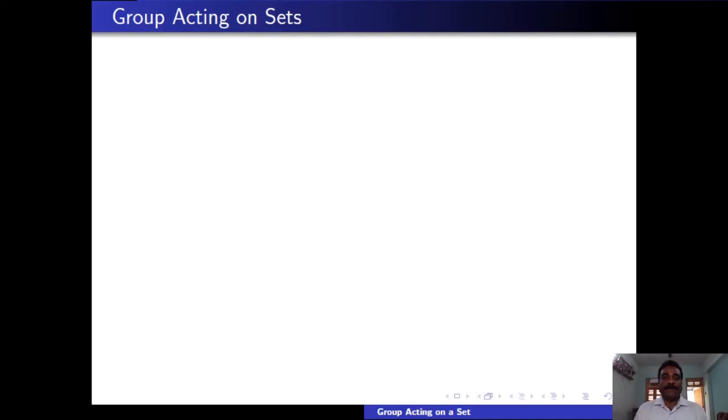Hi. In this session, we discuss the group action on a set. The action of a group on a set details how the set transforms under the symmetry described by the group.